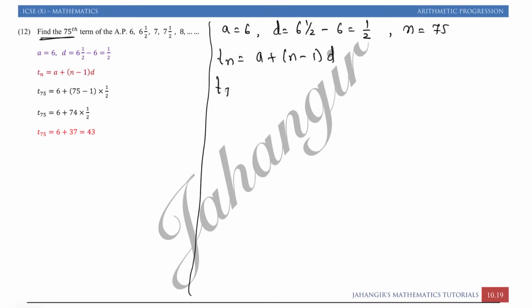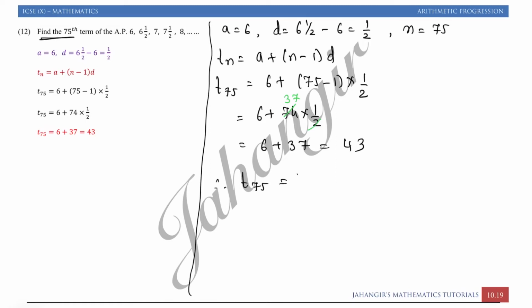Then we can write T75. A is 6 plus 75 minus 1 into D is half. So 6 plus 74 into half. Just cancel out half with 74. 2 ones are 2, 2 37s are 74. So we can write 6 plus 37, which is equal to 43. So therefore my final answer is 75th term is 43.